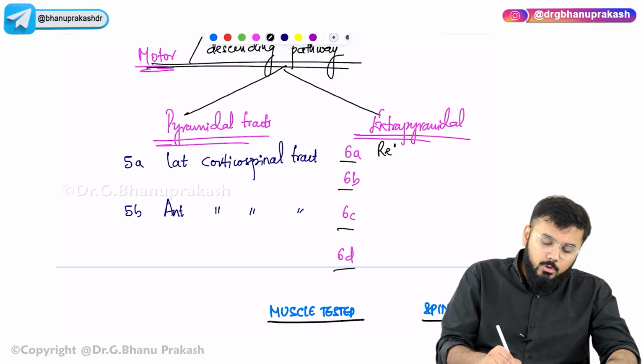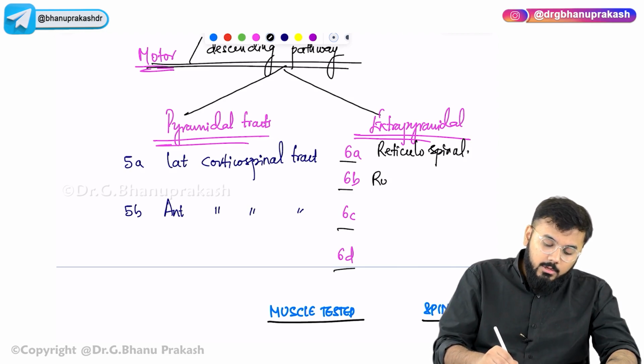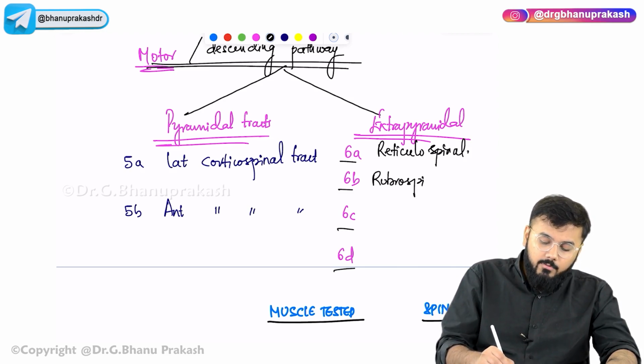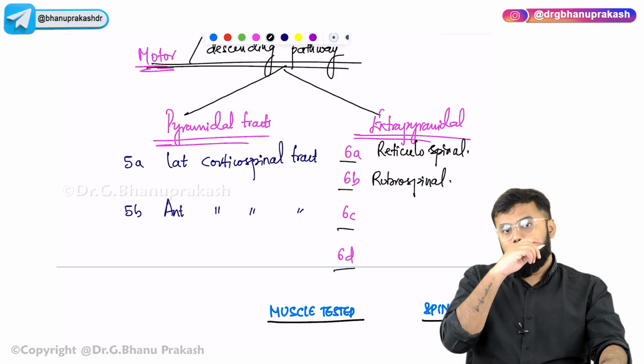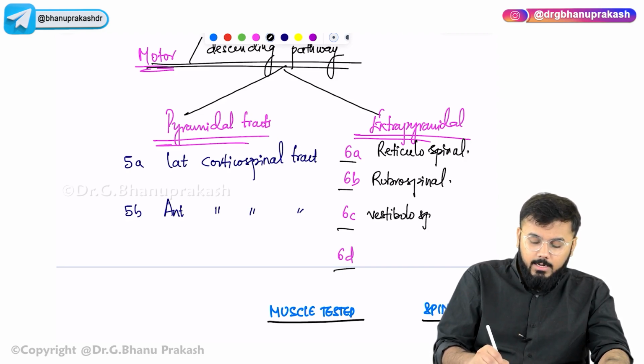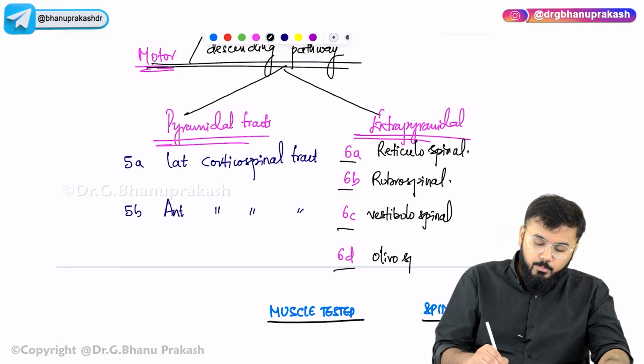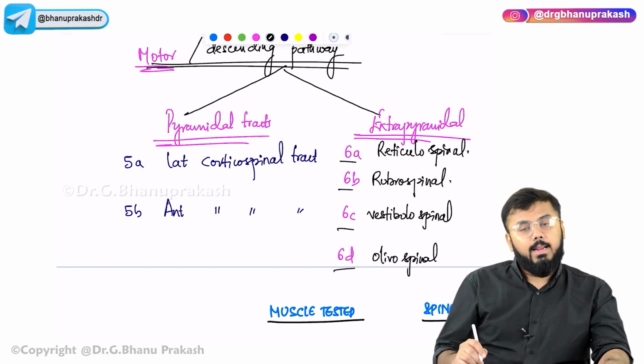That is reticulospinal tract. What is 6B? Rubrospinal tract, which I have already discussed, which starts from the red nucleus in the midbrain. Next, from the vestibular nucleus, the vestibulospinal tract, and finally we have got the olivospinal tract.